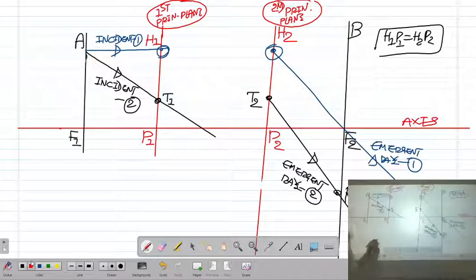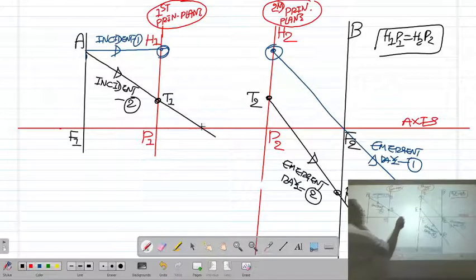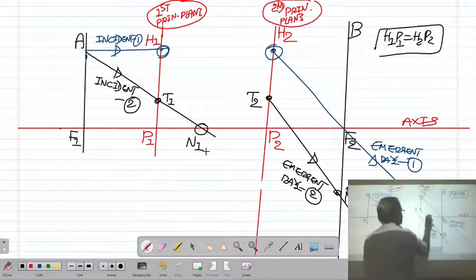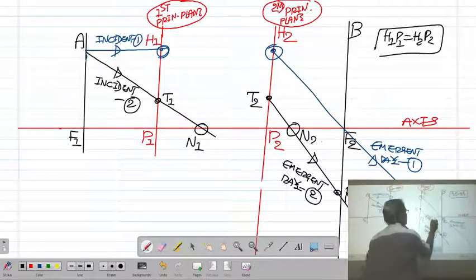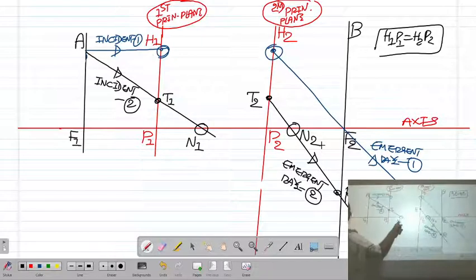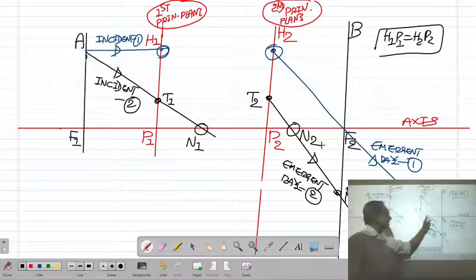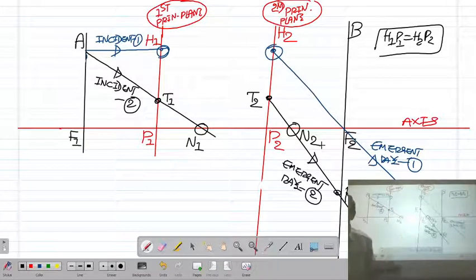Okay, you can see these points. This point I denote by N1, and this point I denote by N2. So this N1 point is called the first nodal point, N2 is called the second one. The point of intersection of the incident ray AT1 with the axis is N1, and the point of intersection of the emergent ray T2R with the axis is N2. This N1 and N2 are called the nodal points.